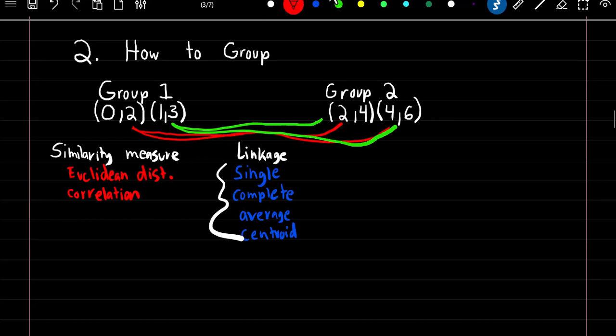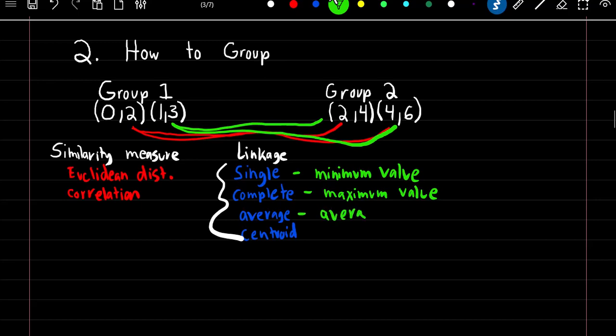What our linkage functions say is, between our 4 possible choices, if we're using single linkage, then we're going to take the minimum value. If we're using complete linkage, we're going to take the maximum value. If we're using average, we're just going to take the average value. And if we're using centroids, it's a little different. We're going to find the difference between the centroids of the two groups.